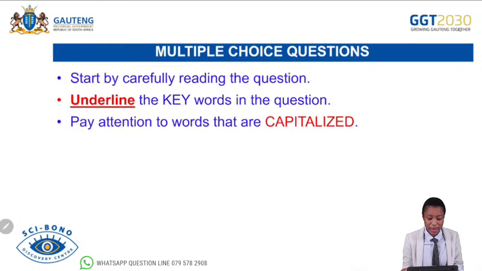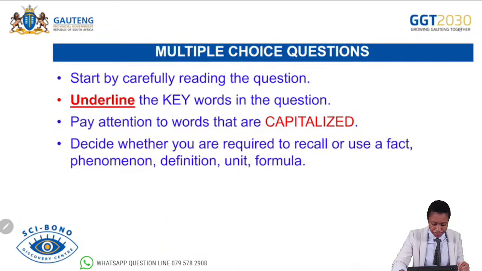The third one is pay attention to words that are capitalized. They can be either in bold or in italics. These words are basically telling you about the concept. This is the concept that you need to focus on. Those words that are capitalized, or bold, or in uppercase, or in italics, are the words that actually tell you the concept that you need to be focusing on. So when you are reading your multiple choice questions and you see a capitalized word, know that that is the concept that you need to be focusing on.